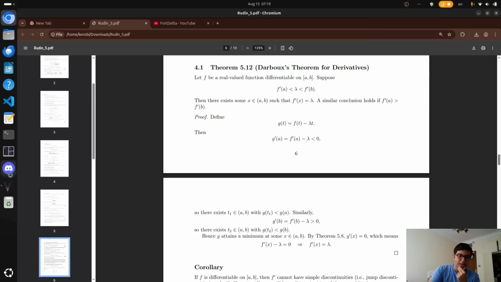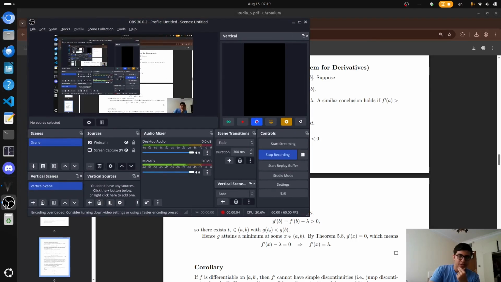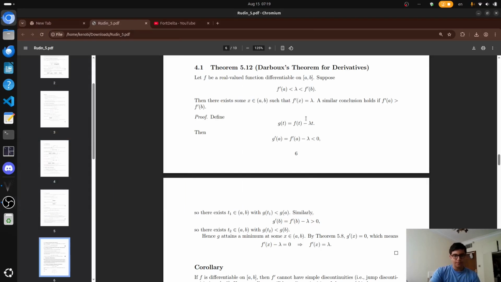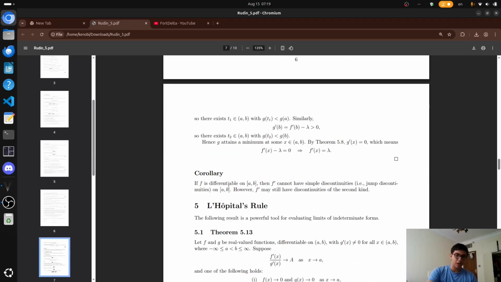Okay, so I'm back. Let me just see if I'm recording. Okay. So the strategy here is to show that neither g of a nor g of b are the minimums, because there's always some t2 and t1 whose g is less than those. So that means the minimum is achieved not at a or b but somewhere between a and b. So that means g prime of x equals 0 at some point, and that means that f prime of x is equal to lambda.